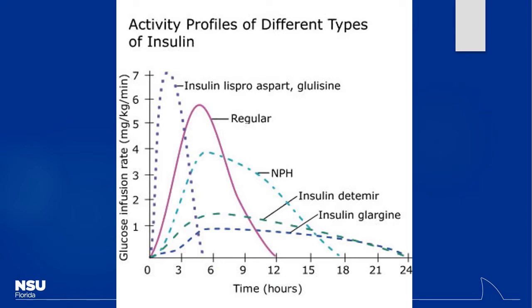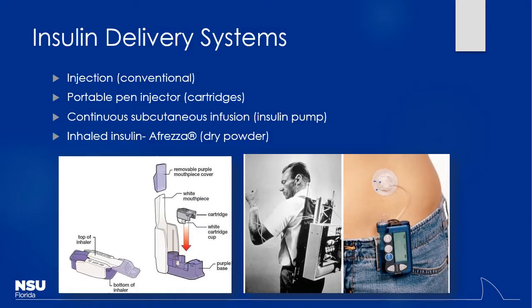Okay, we'll cover that in a few minutes here. So there's different ways we can have the insulin actually be administered. We have injection, which we mentioned is conventional, right? It's the typical way we're administering this. And again, it's sub-Q, IM, IV, sub-Q typically, right?